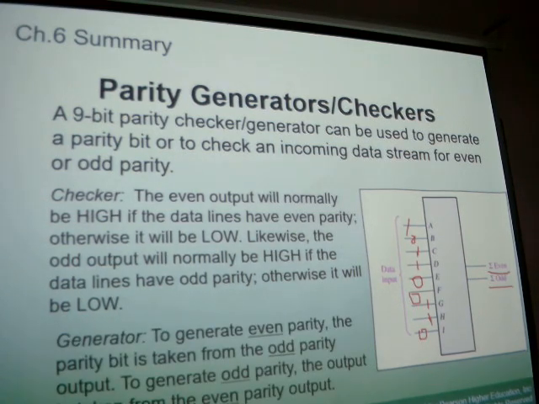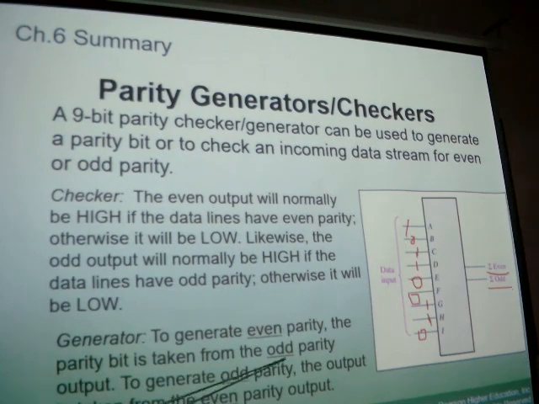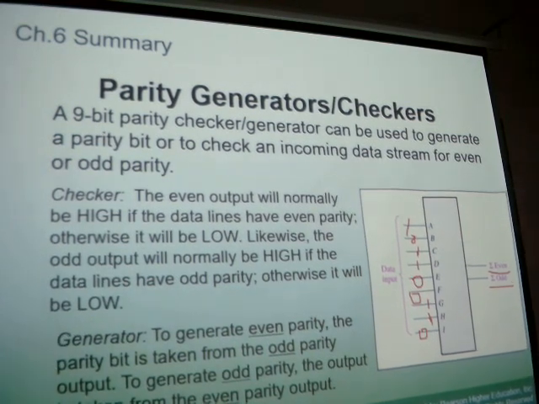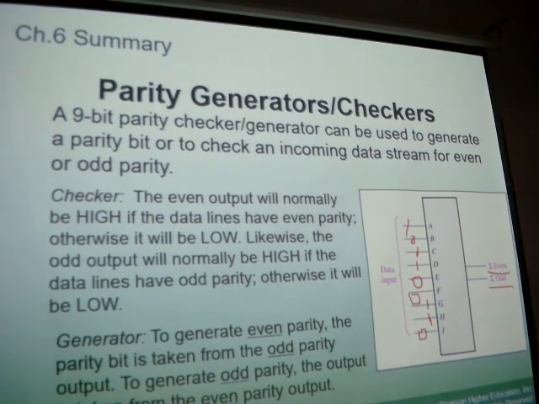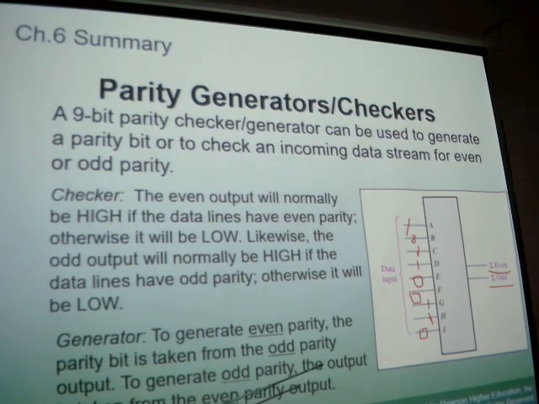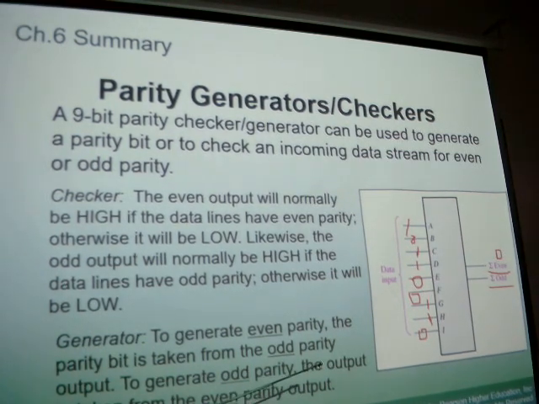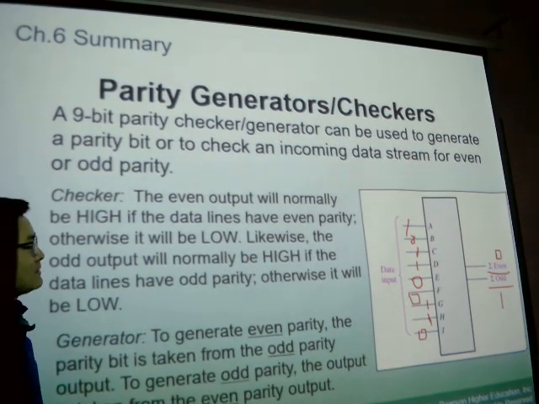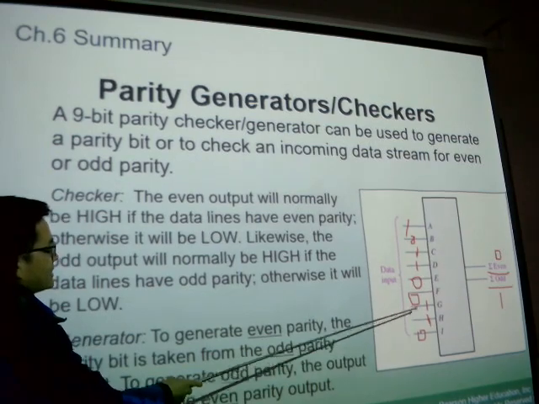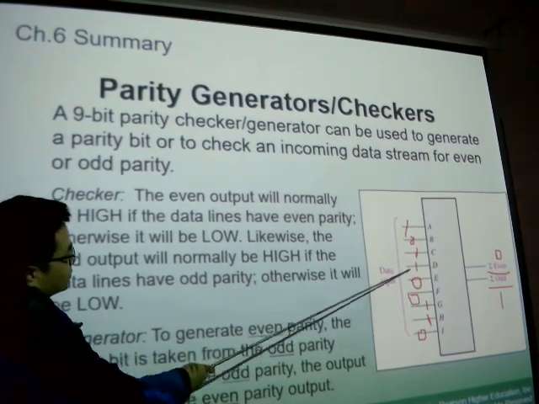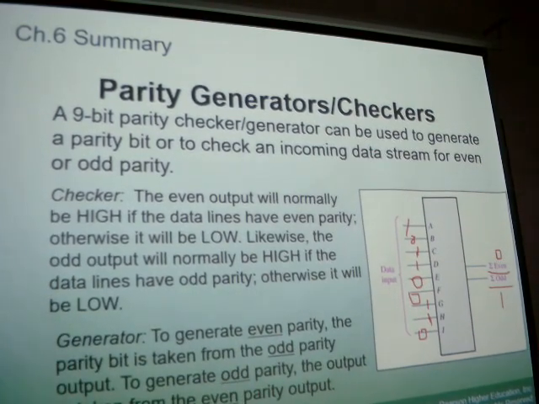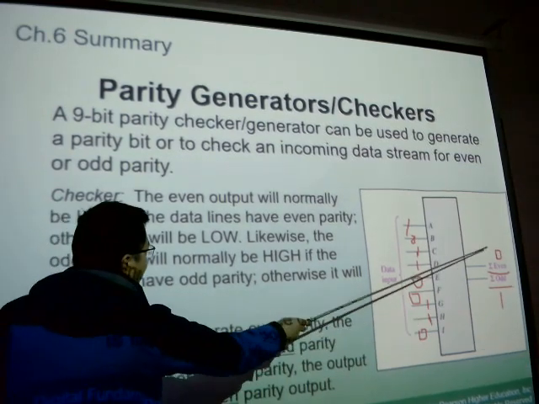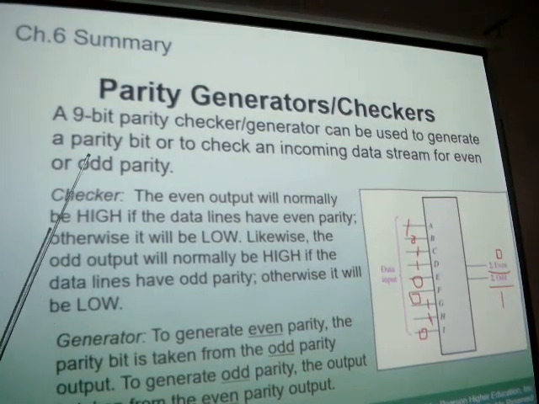For the generator, to generate even parity, the parity bit is taken from the odd parity output. For example, with this number, we know that the odd output is 1 and the even output is 0, because there are 5 ones.